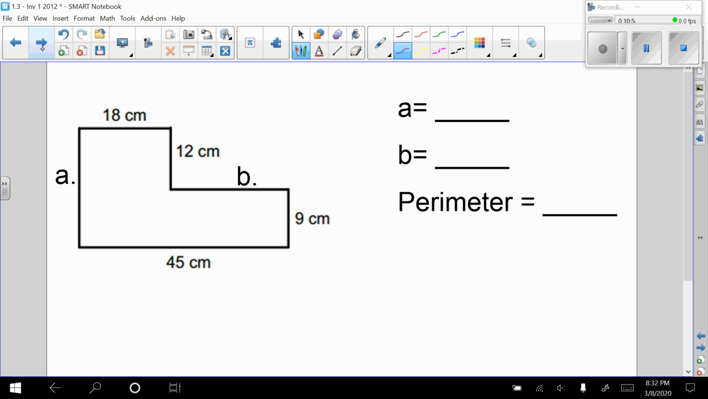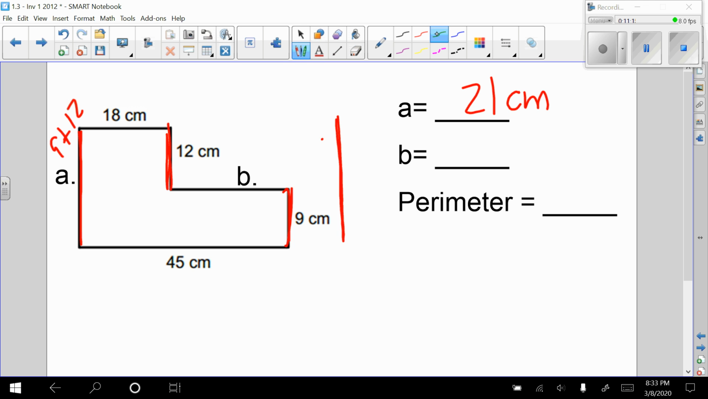Well, let's think about A. A on the others is this whole side up and down. So I have to go up and down the whole side on this one. Well, I have the 9 and the 12. If I put those together, A equals 9 plus 12. Or A is equal to 21 centimeters.